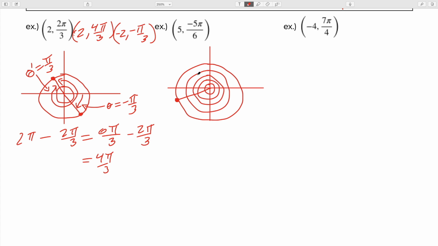Well, let's go and figure out what that angle is, right? Now, again, if we know that's negative 5 pi over 6, what would that angle be? So hopefully you recognize, oh, well, that's just going to be 7 pi over 6, right?